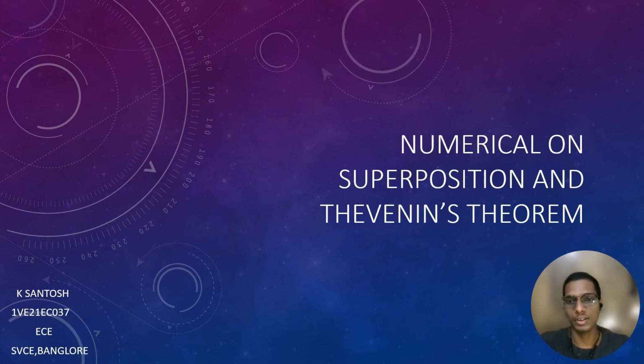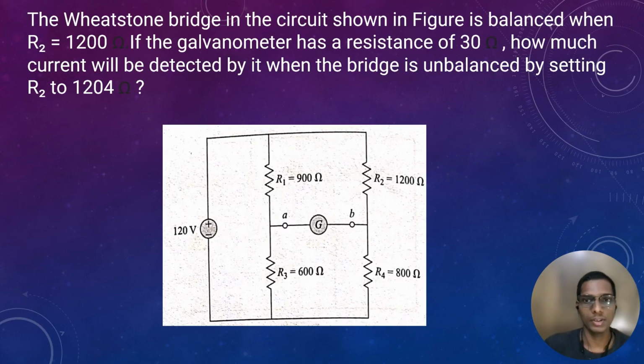Today our topic is numerical problems on superposition and Thevenin's theorem. The Wheatstone bridge in the circuit shown in the figure is balanced when R2 is equal to 1200 ohm. If the galvanometer has a resistance of 30 ohm, how much current will be detected by it when the bridge is unbalanced by setting R2 to 1204 ohms?